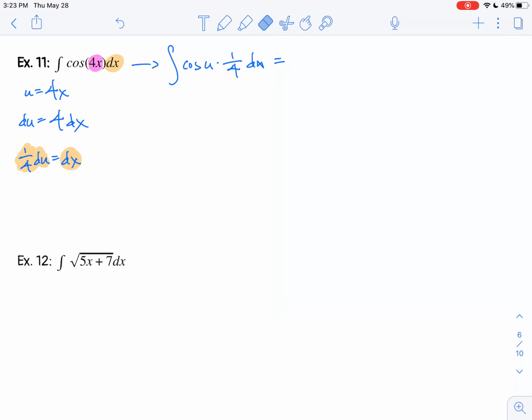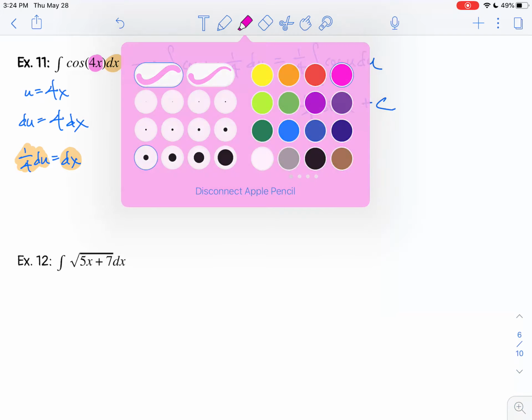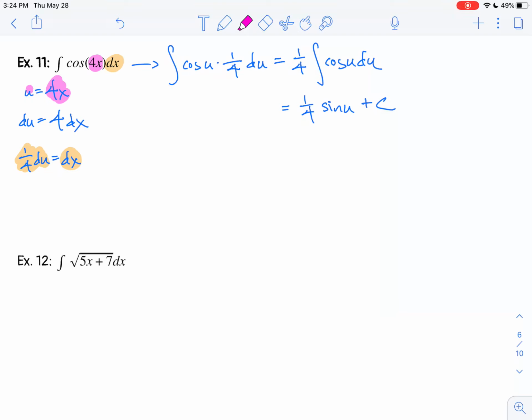Again, I'm probably going to just go ahead and start bringing the constants right out to the front. So I'd probably write immediately 1/4 the integral of cosine u du. Now, this is a pretty straightforward integral. We get 1/4 sine u, don't forget the plus c. And then our last step is to go ahead and put back everywhere we see a u, we're going to put in 4x.